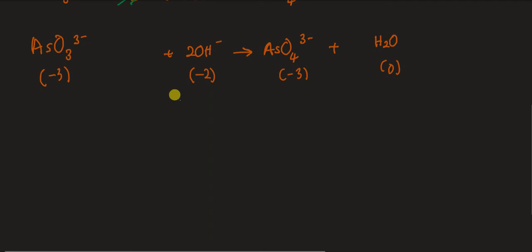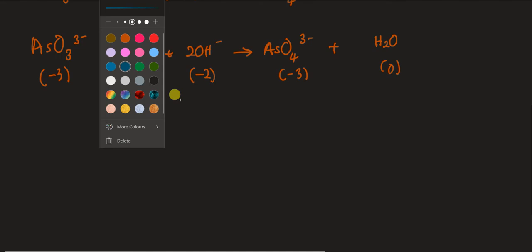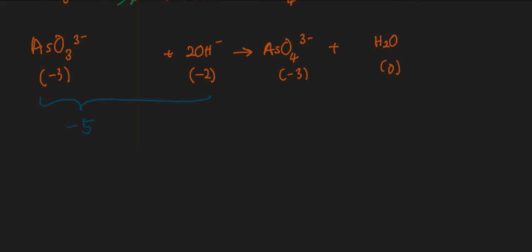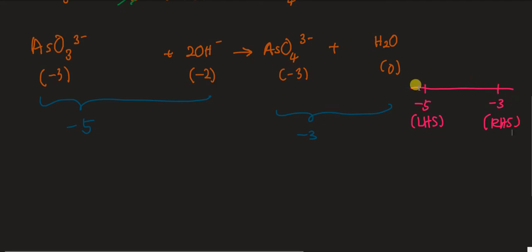So if we look here, this is -5, and here is -3. And if we do the number line method again, so draw the number line, -3 and -5. So this -5 right here represents the left hand side, and this -3 right here represents the right hand side. And remember, when we add the electrons, we will always move the number line to the left, so we add it on the right hand side. We have to add 2 electrons, so here we add plus 2 electrons.